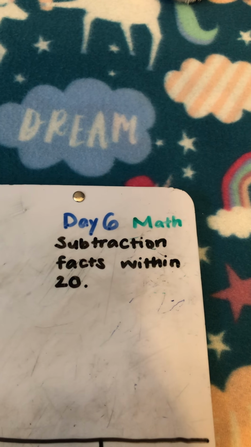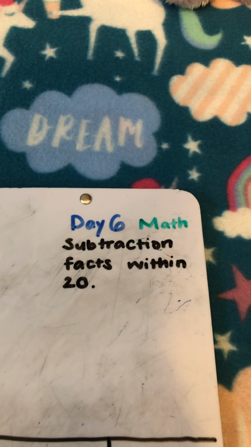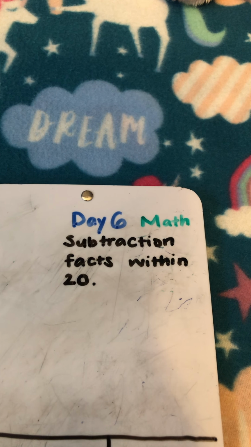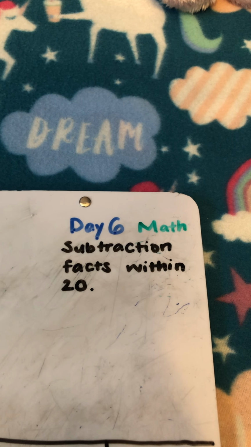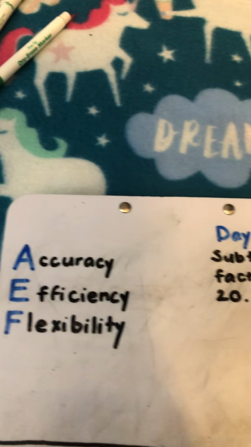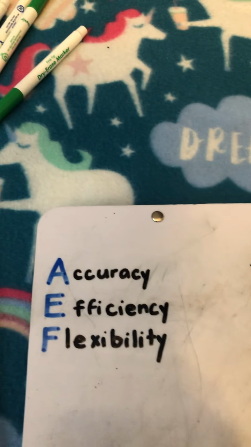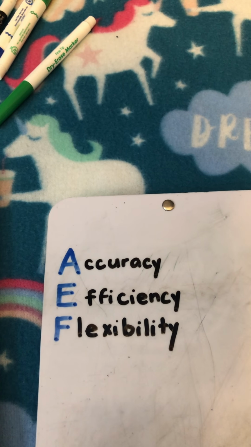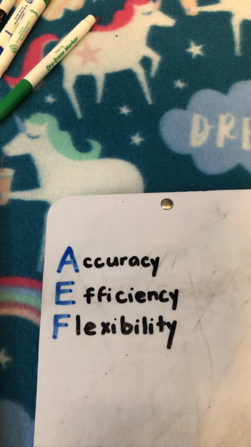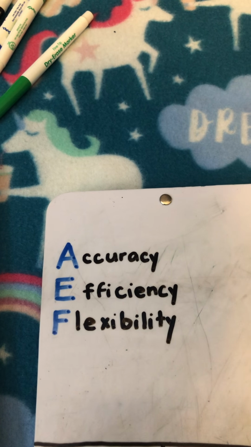So again, our focus today is going to be subtraction facts within 20. To help us with these subtraction facts, we're going to give ourselves a few strategies to work with. Now, why do we use these strategies? For these 3 reasons. Number 1, we want to think A for accuracy. We want to get the right answer. That's most important. Number 1, always get the right answer.